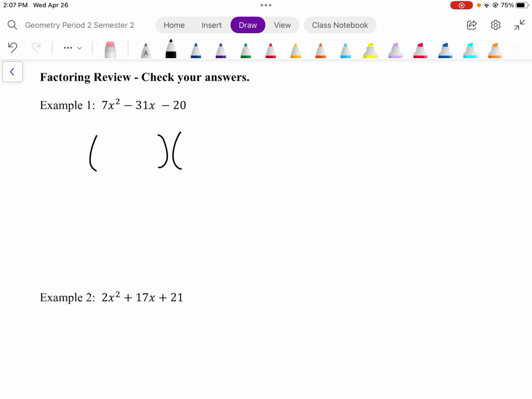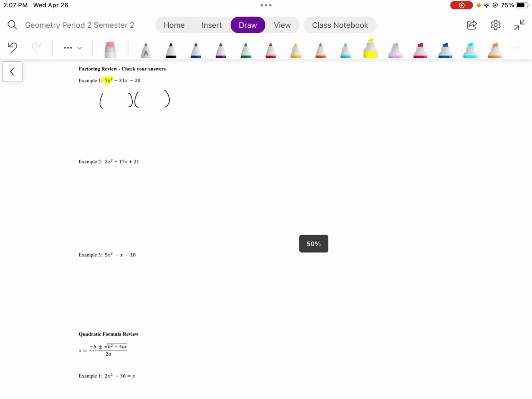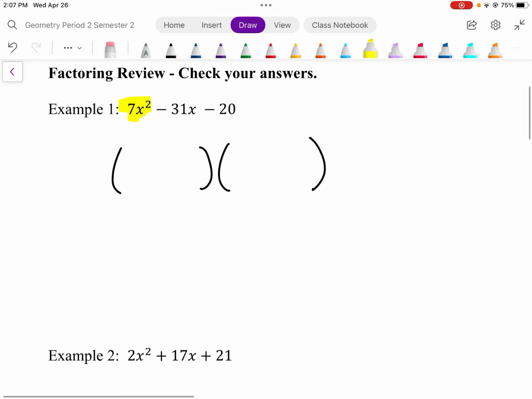When you are factoring, we are going to be factoring it into two sets of parentheses. So when we are looking at it, if our first term is just an x squared, then we can just have x's at the beginning. But because this one is a 7x squared, we know we have to pick two numbers to go in front of the x's that multiply together to be 7. And the only two numbers for that are 7 and 1.